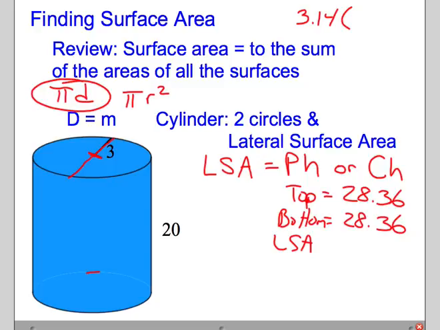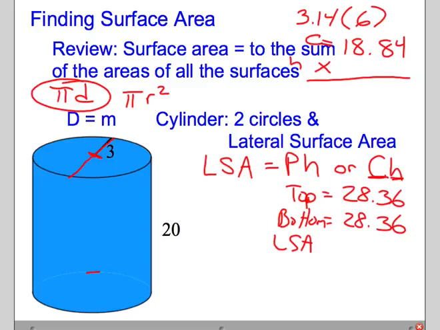So 3.14 times 6 is 18 and 8400ths, so I'm going to go with that. That's the circumference. And what do we need to do to the circumference? Now we need to take it times the height. So circumference and height.